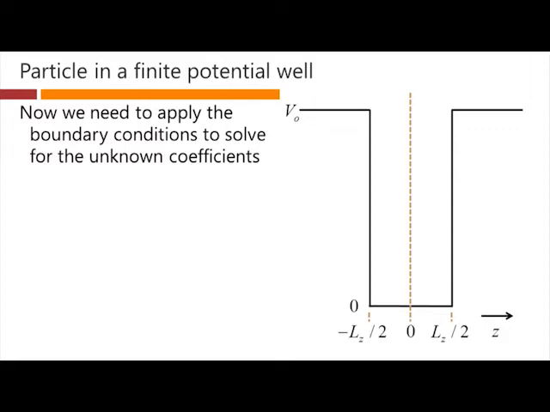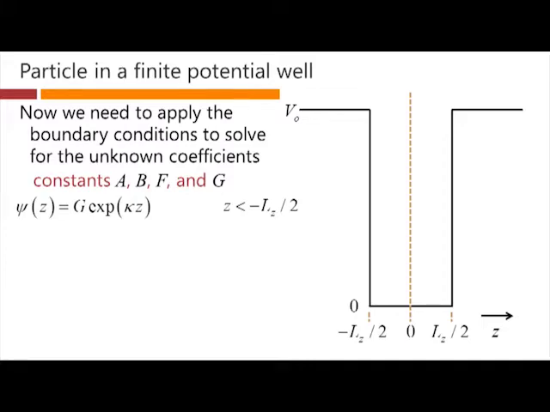To move forward here, we're going to need to apply the boundary conditions to solve for the unknown coefficients in this problem. So those are the constants a, b, f, and g, and of course we hope to establish the eigenenergies E as well.